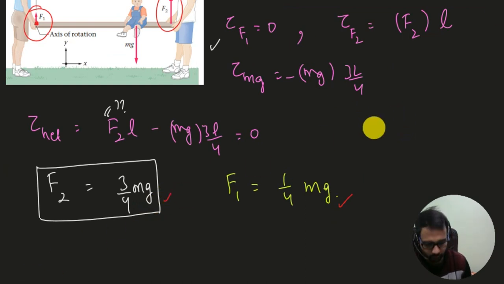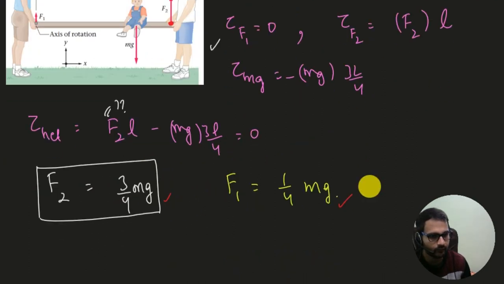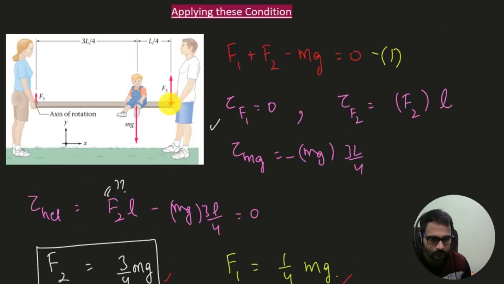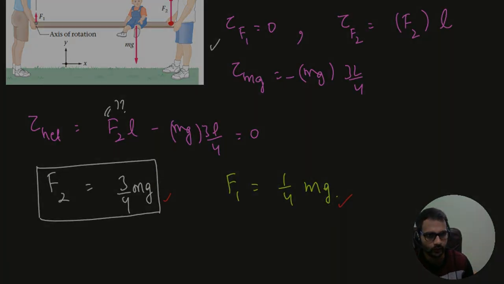Now one question for you. Here we have taken this to be our axis of rotation. Now if you take this point to be your axis of rotation, then find the unknowns F1 and F2. You can use the two conditions that we have mentioned earlier, and solve the two equations, and you'll get the same result. But you have to do it on your own. You have to verify that, and we're going to move forward now.